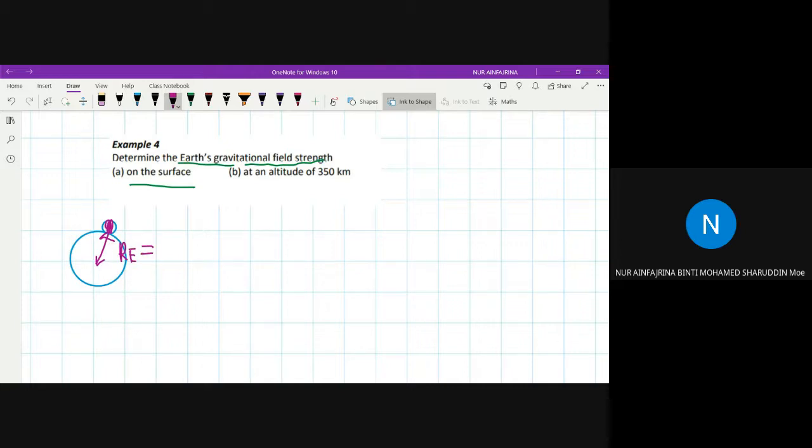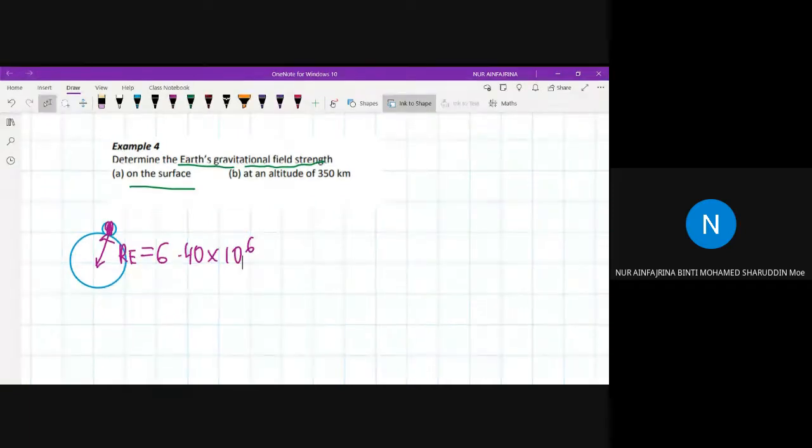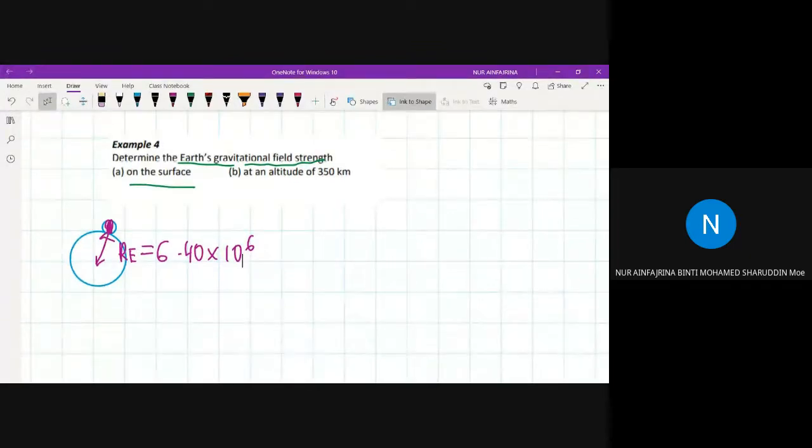Berapa ke distance dia from center of earth? Anyone? Radius of earth berapa? Kids, radius of earth berapa? 6.4 times 10 to power of 6. Usually, dekat question dia akan bagi. If dia tak bagi dekat question, awak perlu tengok dekat list of constant. Okay, so this is the radius of Earth.